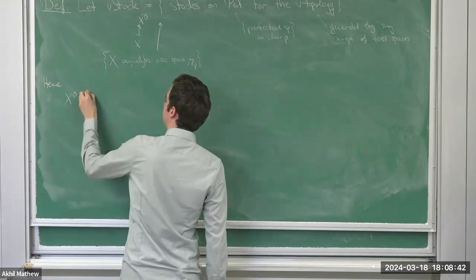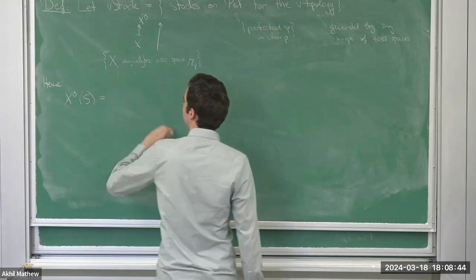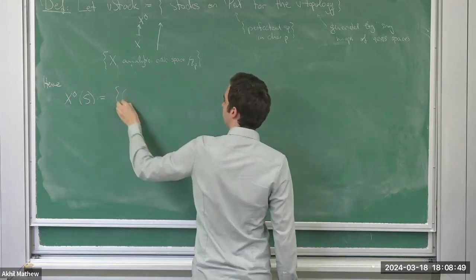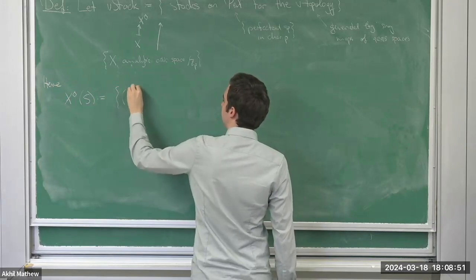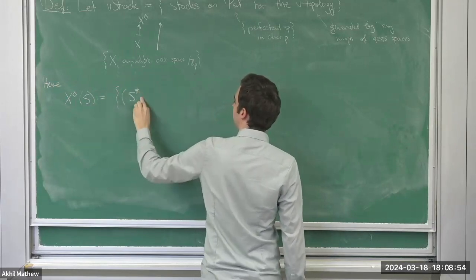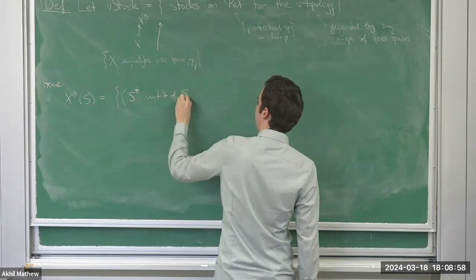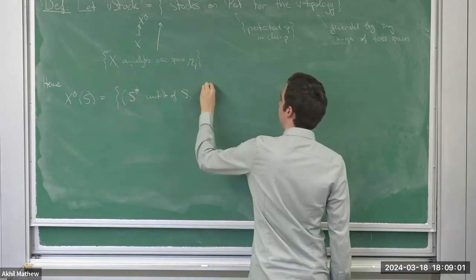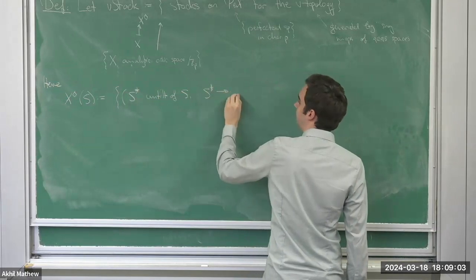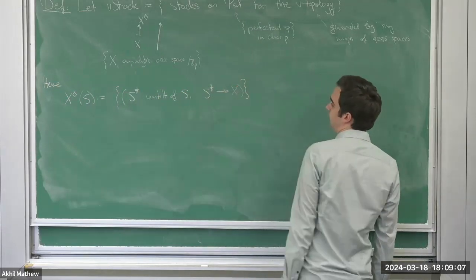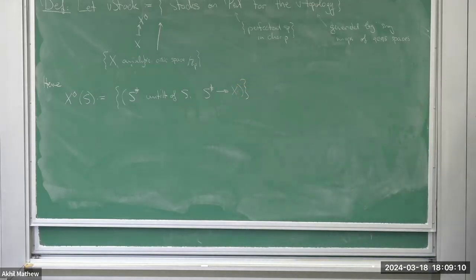Next, for a perfectoid space S, the functor is by definition the set of all pairs, until S. And yeah, if you're not used to perfectoid geometry, that might look very weird.